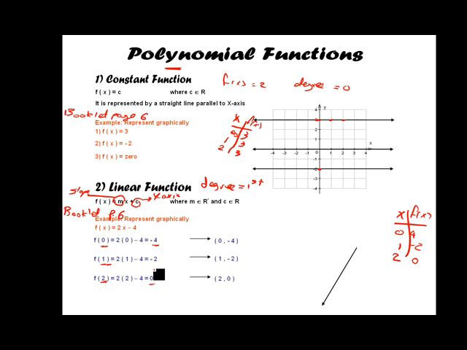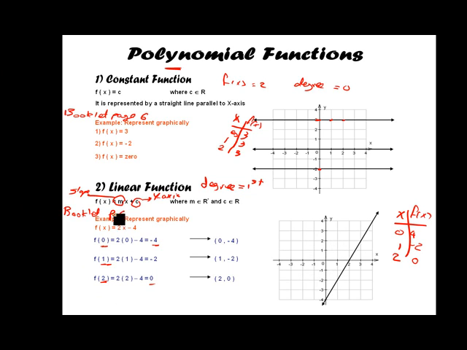Let's put these numbers on the graph. And this is the graph because 0 and negative 4, this is 0 and negative 4. 1 and negative 2, and this is 1 and negative 2. And the last one, 2 and 0. This is its place. Okay, we studied constant function and linear function in the first term.